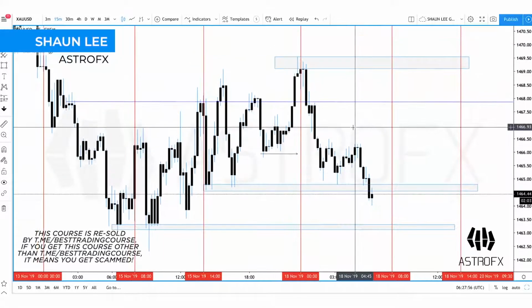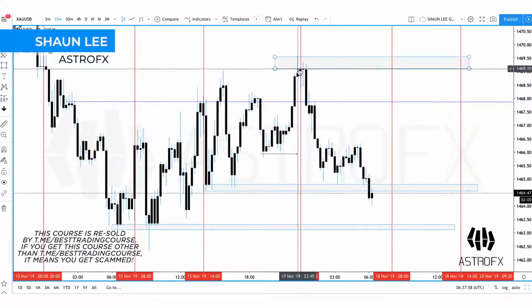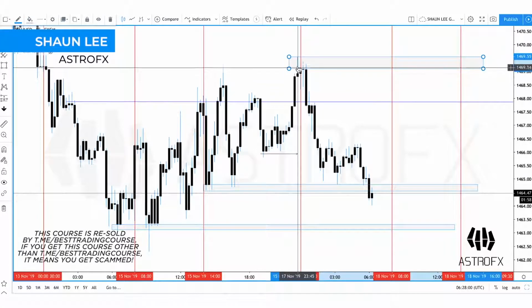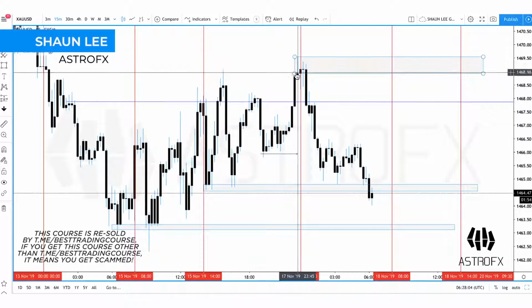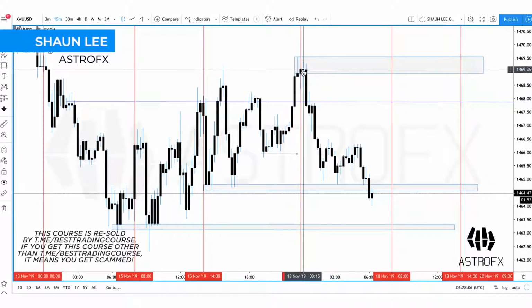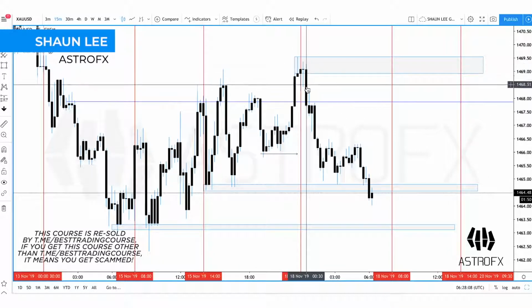Because if you look at the gold PA at the moment, we had the high, so I've taken the highs over here. We had the high formed right there. And then Asia has respected the high, respected a high.